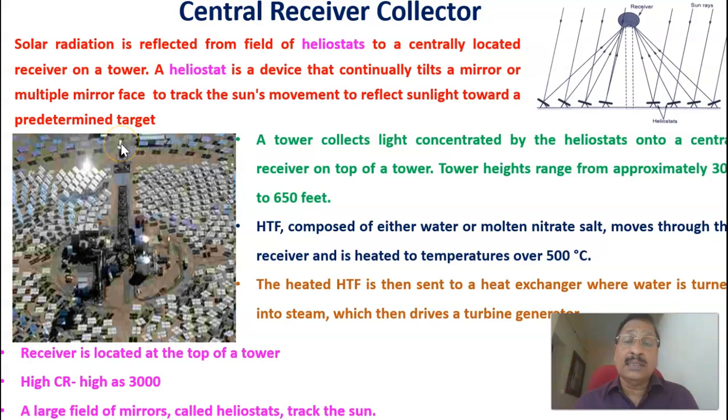At the top of the tower, this receiver is there, and it has a high concentration ratio, around 3000. A large field of mirrors called heliostats tracks the sun. That is called a heliostat. A lot of mirrors concentrate the radiation on the top of the tower. That is called heliostats, and this type of collecting mechanism is called a central receiver collector.